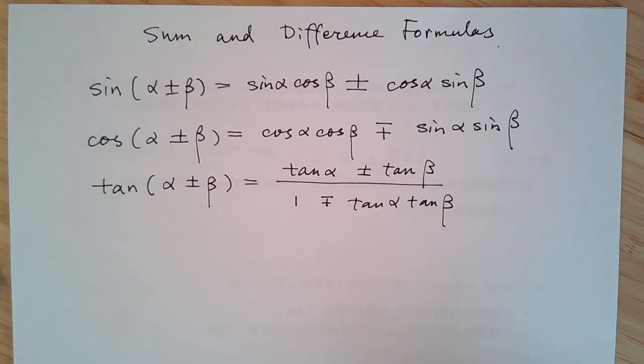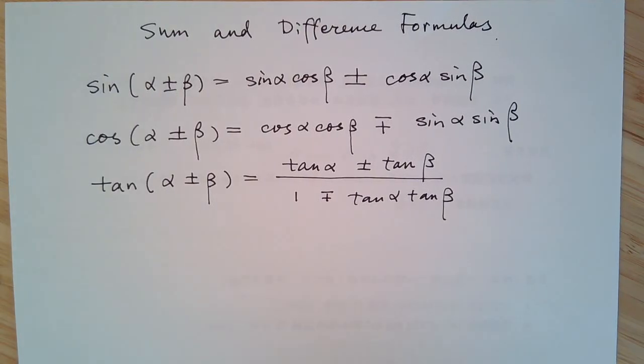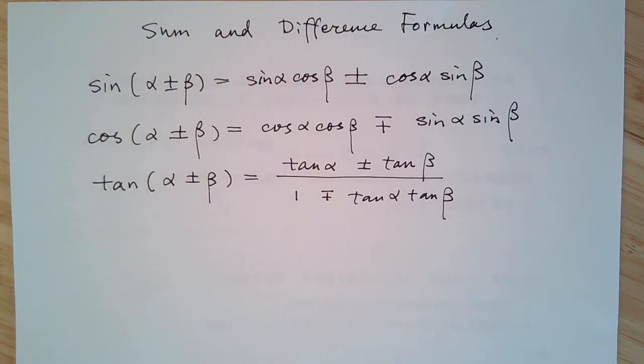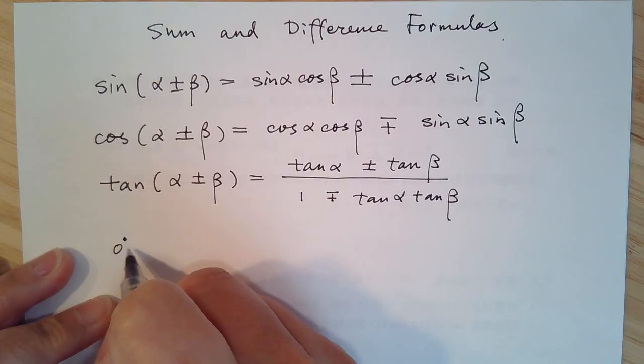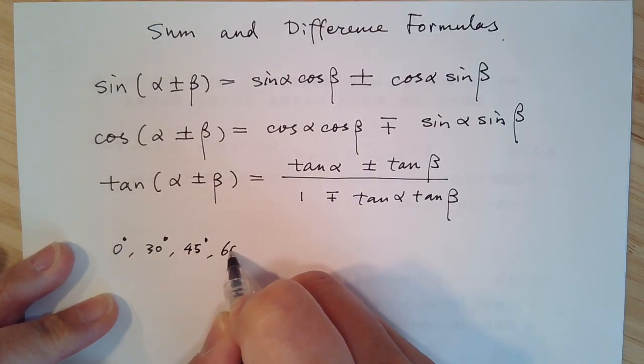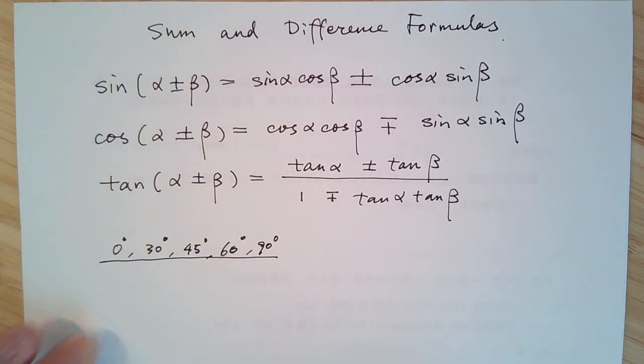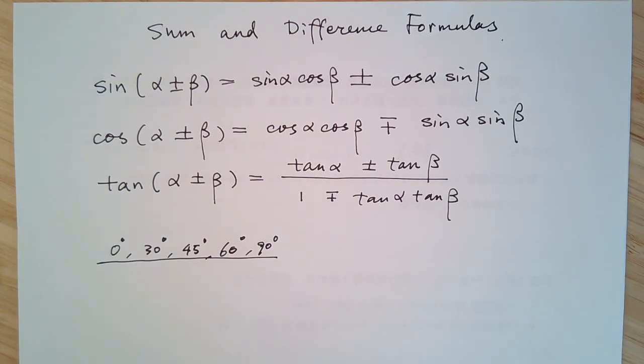All right, now why do we need this? Why do we need alpha plus beta, alpha minus beta, those types of things? One reason is it gives us more freedom to find the sine, cosine or tangent value for certain degrees, certain measurements of the angle. For example, we are very familiar with 0 degree, 30 degree, 45 degree, 60 degree, and 90 degree, and also everything related to that. I assume that you already know this.